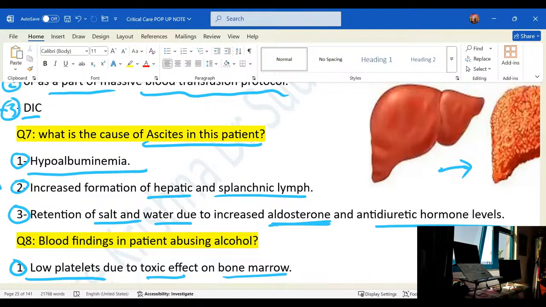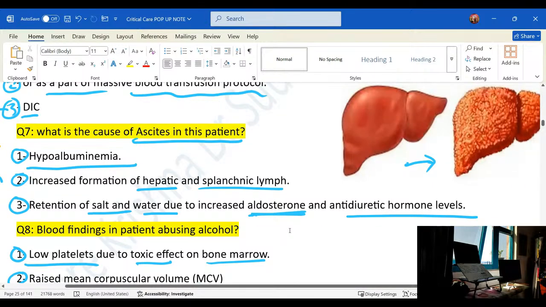What is the cause of ascites in this patient? Hypoalbuminemia, which increases the formation of hepatic and splanchnic lymph, and retention of salt and water due to activation of aldosterone, with increased aldosterone and antidiuretic hormone levels.